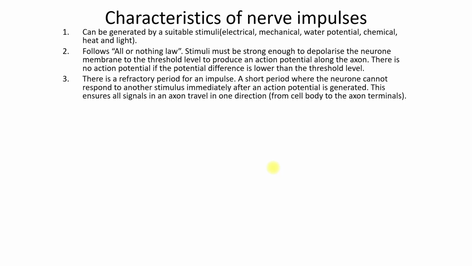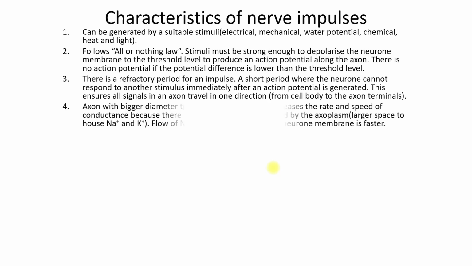After the first patch becomes repolarized, the second patch will be depolarized. You cannot make it such that the first patch depolarizes and then the second patch also depolarizes at the same time. Cannot. So this refractory period makes sure that the first patch becomes repolarized while the second patch becomes depolarized, and so on. Or maybe the fourth patch becomes repolarized while the fifth patch becomes depolarized, right? In a wavy sequence manner. So this ensures all signals in an axon travel in one direction, which is from the cell body to the axon terminals.